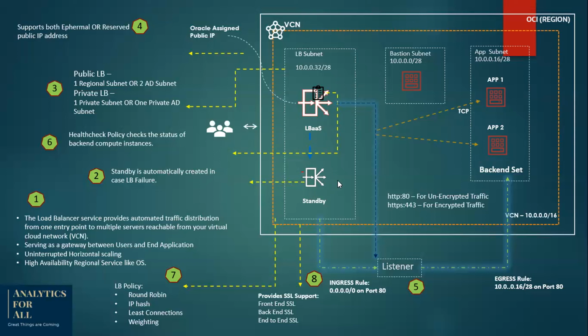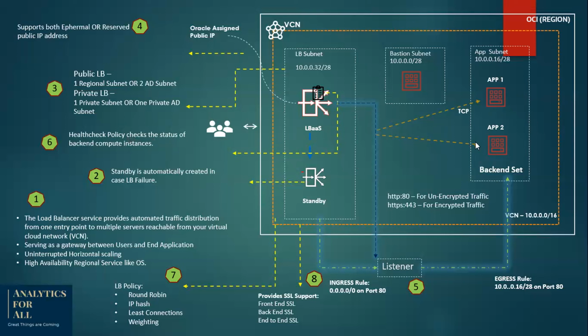Now, if I talk about the high level architecture of the load balancer, you have a listener at the front that listens to the incoming traffic, and this gets routed to your backend set. Along with this listener and backend set, the thing to note here is the health check policy and the load balancer policies. So what health check policy does is it continuously monitors the health of your backend compute instances. And in a scenario where, let's say, app1 goes down, app2 is the only source of distribution for your load balancer. But load balancer, through its health check policy, will continuously monitor the health of your backend compute instances.